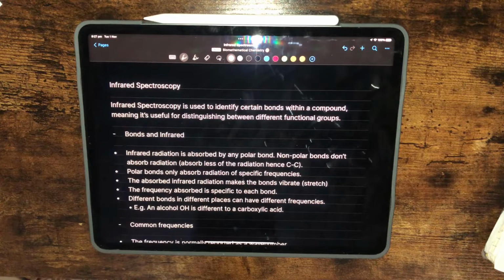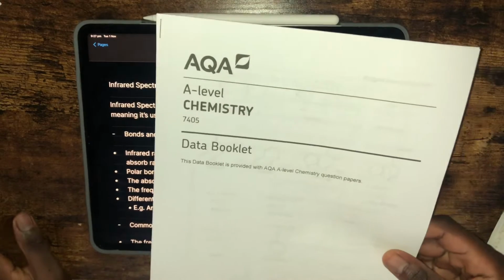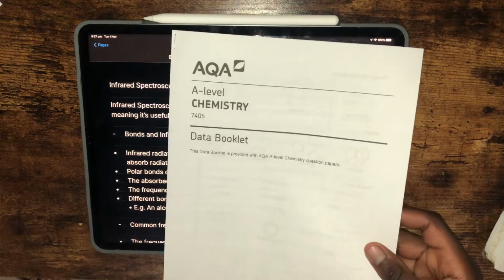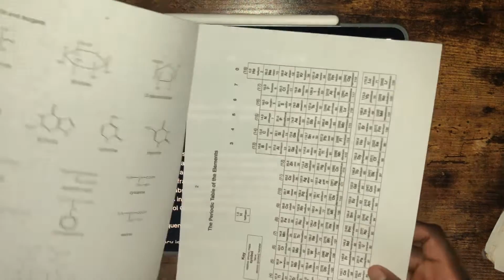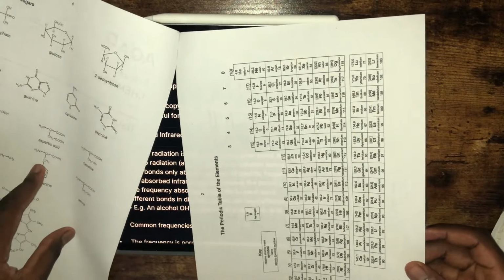Infrared spectroscopy is used to identify certain bonds within a compound, meaning it's pretty useful in distinguishing between different functional groups. Firstly, in the exam, alongside your actual paper, you'll get a booklet like this, and it's your data booklet. It's not going to be in this order; I only did it in this order to make it match. This would be on the last page.